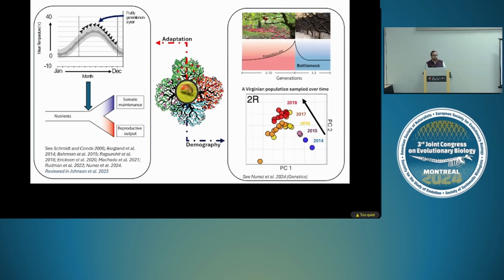On the other side of the equation, we have something which is equally wonderful, but perhaps less studied. And this is the idea of seasonal demography. Now, seasonal demography is a very peculiar thing because it actually happens at the same time as seasonal adaptation. So as the seasons progress, it's not just that these flies are rapidly adapting to the changes in the environment. Fundamentally, the demographic properties of these populations are also changing.